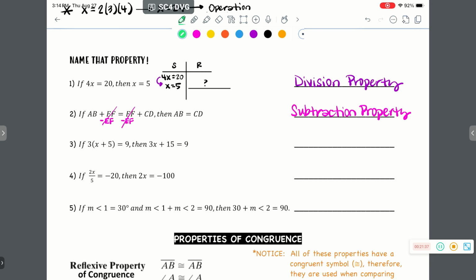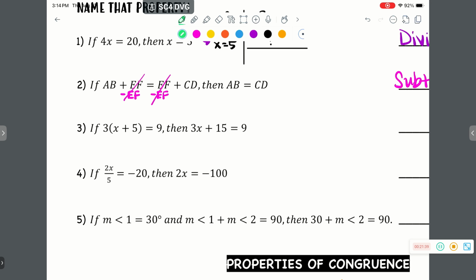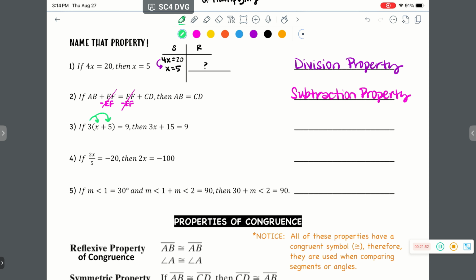All right. What about the next one? How can I start with this and then claim 3x? That is the distributive property. I had a parentheses with a binomial inside. Therefore, the only way I'm going to get rid of that is by distributing. Or that's what they did anyway. We could have also divided by 3. Distributive property. Yes, you should be checking your notes a lot, while doing your homework.